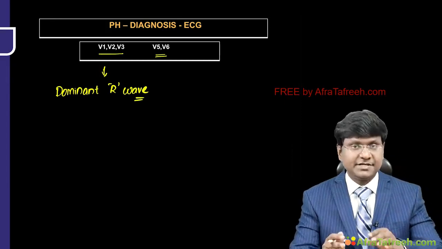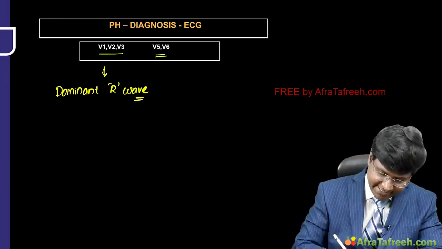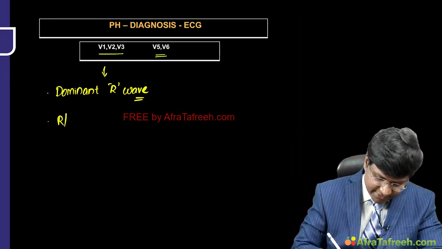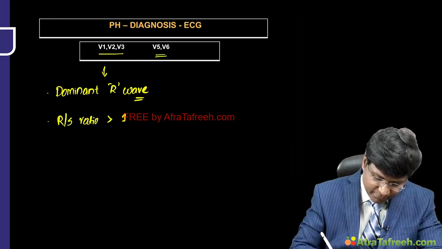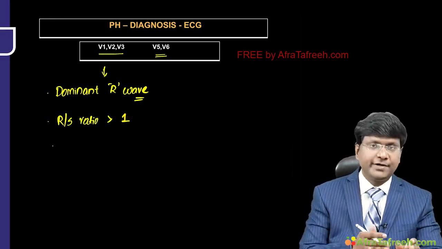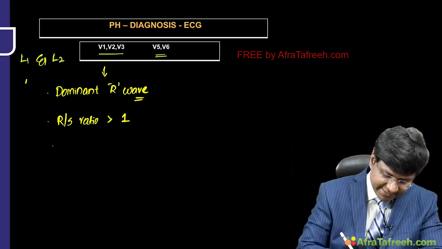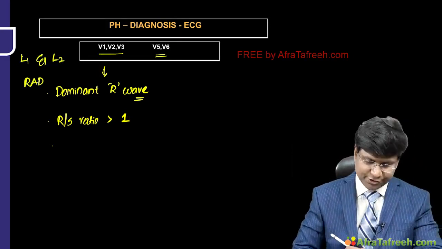You will notice the presence of dominant R wave in V1, V2 and as well as V3. And not only that, if you take the R by S ratio in V1, V2, V3, it will be more than 1. And in these patients, if you take lead 1 and as well as lead 2, you will notice that there is presence of right axis deviation.